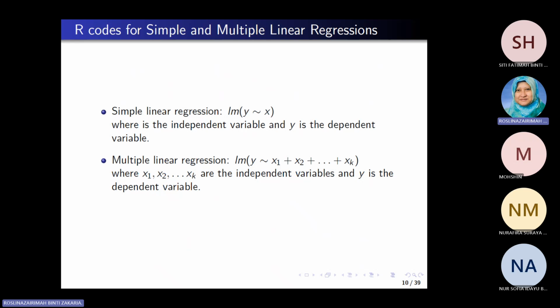Okay. So in R, this is how we set up the simple linear regression. lm stands for linear model. y tilde x, where y is the dependent variable and x is the independent variable. For multiple linear regression, we add other variables, let's say x1 plus x2 and so on. That will become multiple linear regression. So that is how we fit the model using R, lm. Okay, any questions so far?